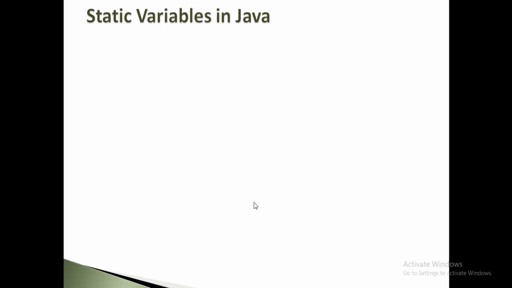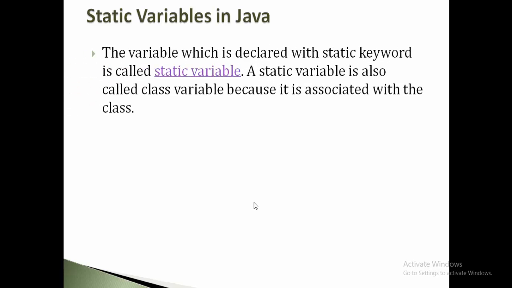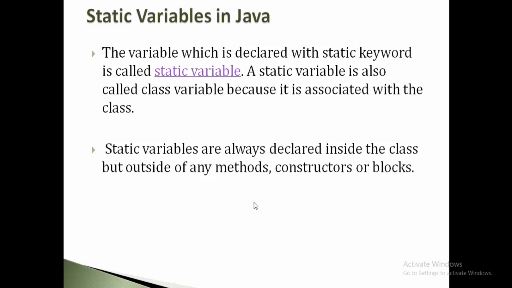And these are not declared within any other constructors or any other methods or any other blocks. So that's why these are called class variables. Let us see an example for static variables. See, this is an example definition of a static variable. This is declared inside the class but outside of any methods, constructors or blocks. These static variables must be declared outside the methods, constructors or blocks.